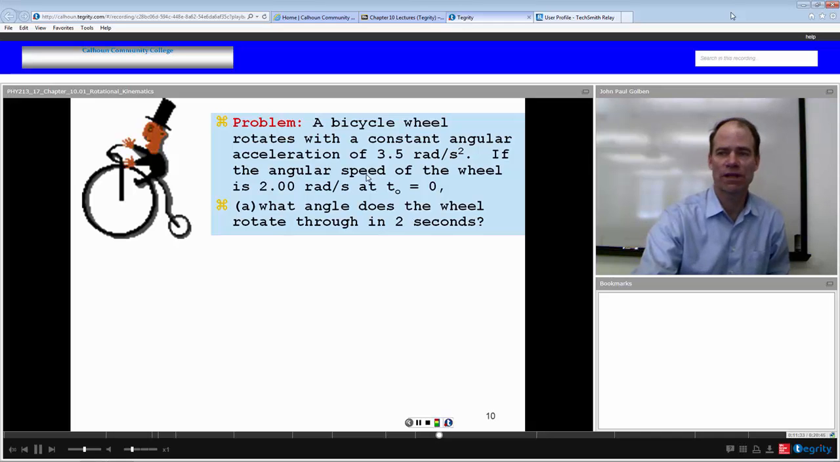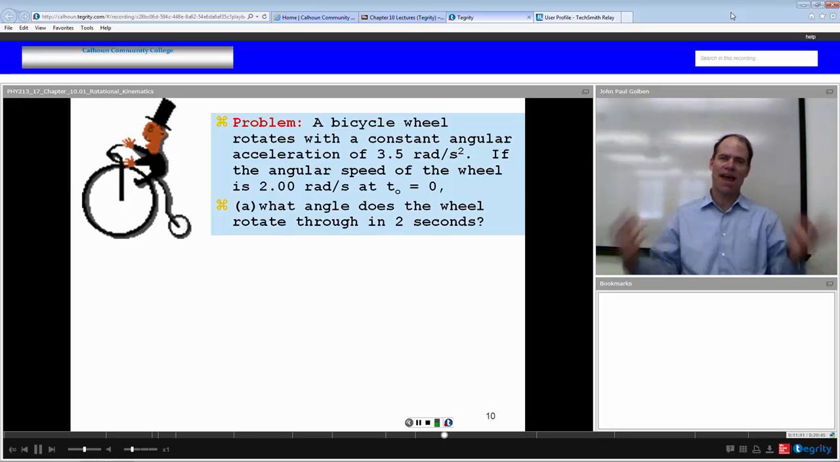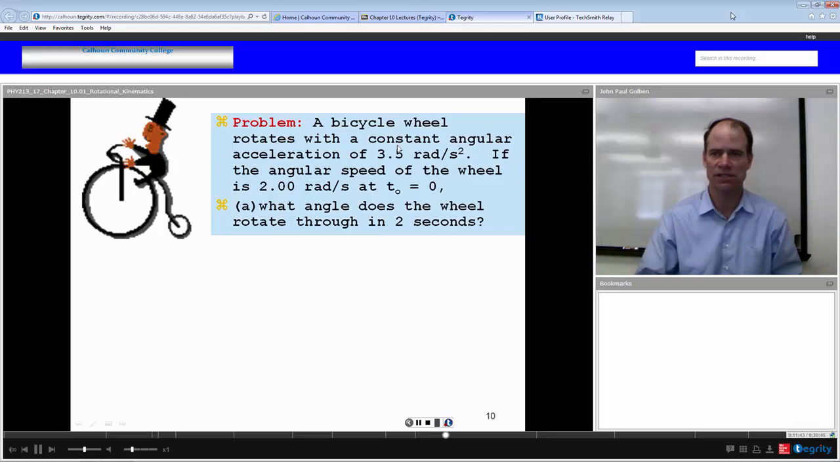Now if I were reading this problem and they didn't tell us what it was, I could look at the units and that would tell me what it should be. Radians per second squared has to be the units of an angular acceleration. Then we're given the initial angular speed, omega naught, and that has units of radians per second. That has to be an angular speed with those units. And they ask us what angle does it go through. So we're looking for angular displacement, delta theta, in a time of 2 seconds. So we have alpha, omega naught, t is 2 seconds, and we're looking for delta theta.